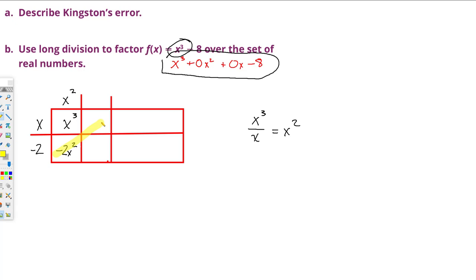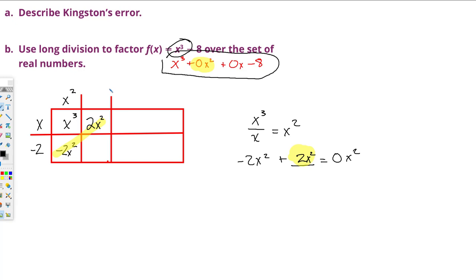Then my diagonal needs to add to be 0. So I need to figure out negative 2x squared plus something has to equal 0x squared. What would this something be? 2x, right? So 2x squared goes here.